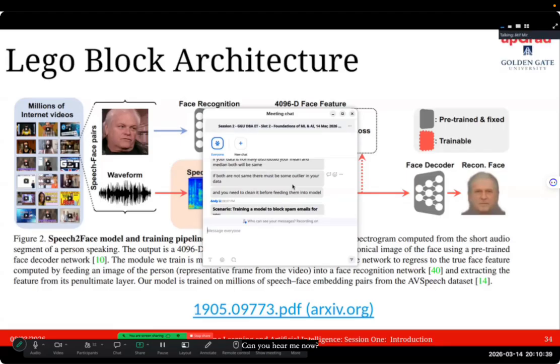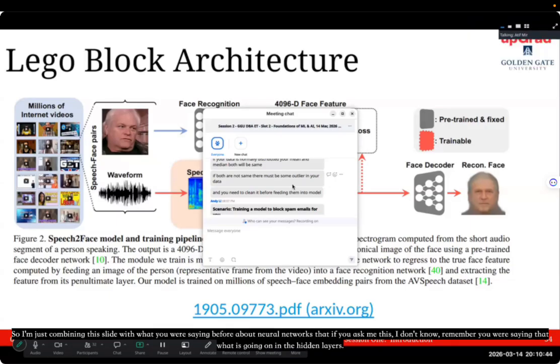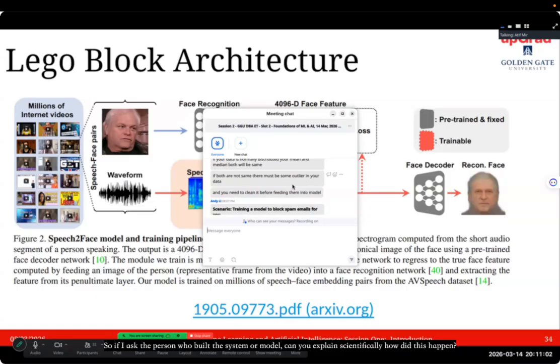Can you hear me now? Yes. Okay. So I'm just combining this slide with what you were saying before about neural networks, that if you ask me this, I don't know. Remember you were saying that what is going on in the hidden layers. Yes. So if now taking that point and applying it to this slide, where an audio was used to generate a face. So if I ask the person who built the system or model, can you explain scientifically how did this happen? Should they be able to explain to me, or is it a little bit more complicated than that?